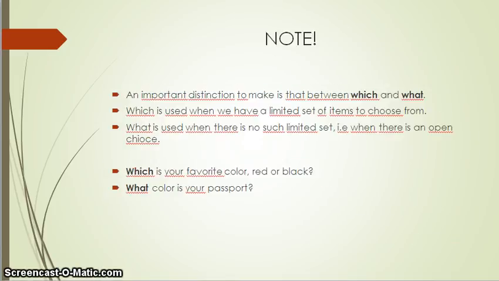It's important to make a distinction between which and what. Which is used when we have a limited set of items to choose from, and what is used when there is no such limited set. That means when there is an open choice. Examples of this is which is your favorite color, red or black, or what color is your passport.